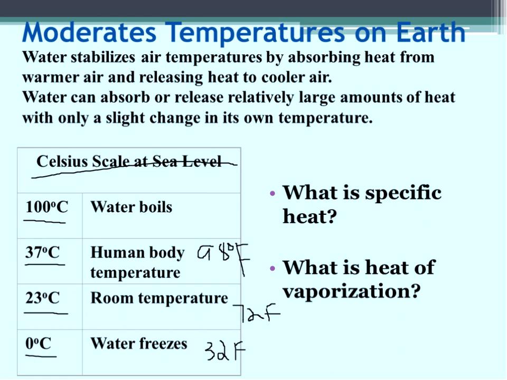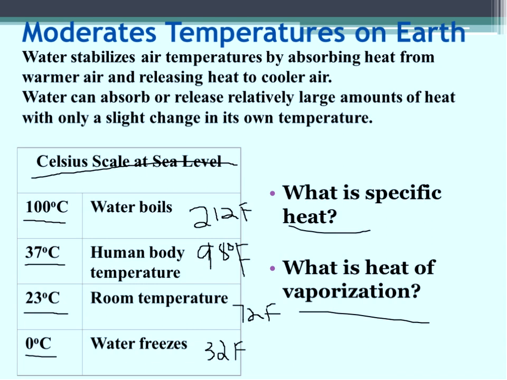Water boils at 100 degrees Celsius. Does anybody know the boiling temperature for Fahrenheit? Anyone want to guess? The 32 is freezing, 72 is room temperature, 98 is our body temperature, water boils. It's between Joshua and Francesca. You're close, Joshua. Hunter, you got it. 212 is the temperature where water boils. Okay?